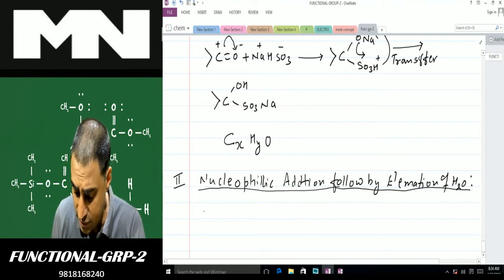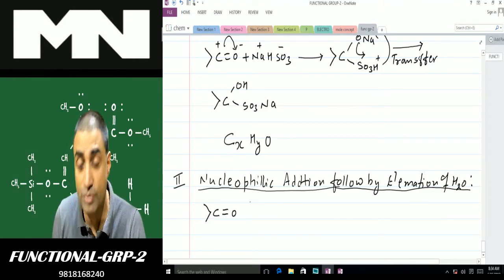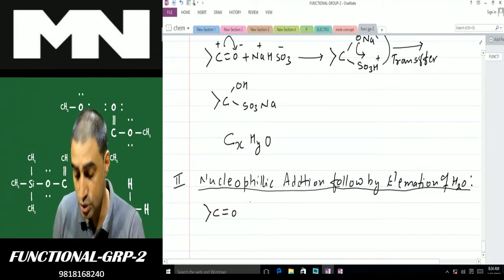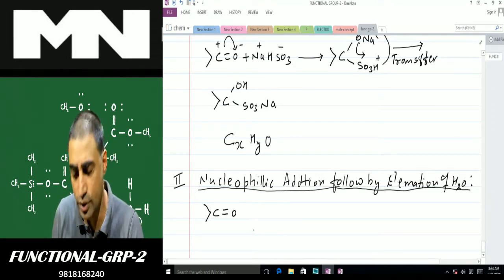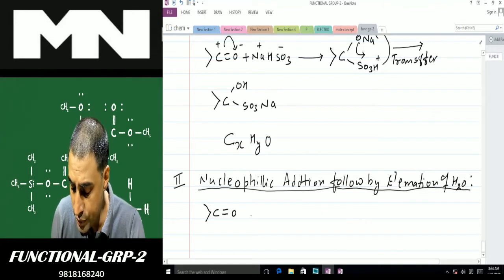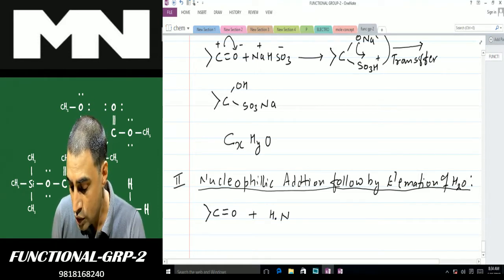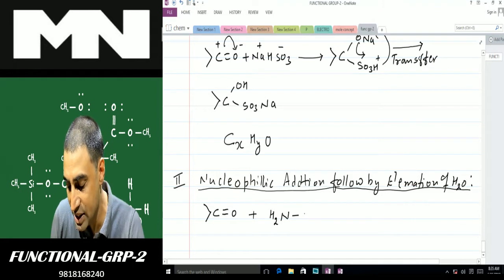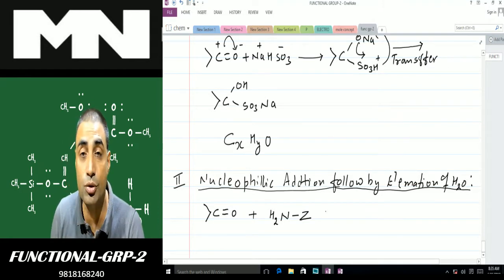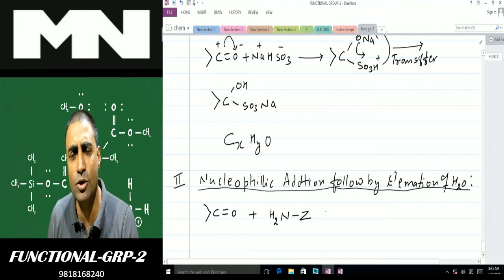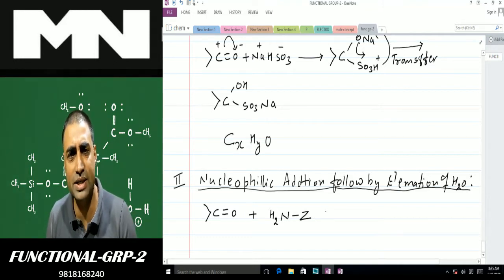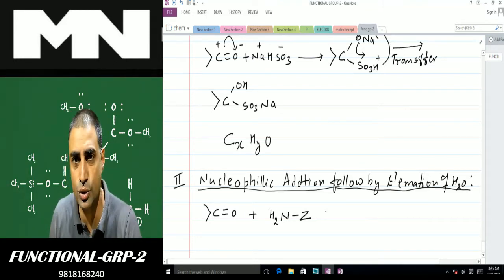Suppose I've got either an aldehyde or a ketone, and I'm drawing it like this because both of them have got a carbonyl group. So this is the carbonyl group of an aldehyde or ketone. The nucleophile in this case is an ammonia derivative. You know very well that ammonia is NH3. Now what I have done, I have removed one of the hydrogens and substituted it by a group. I am representing that group by Z. It can be any group. You will see in the reactions that Z can be OH or another NH2 group.